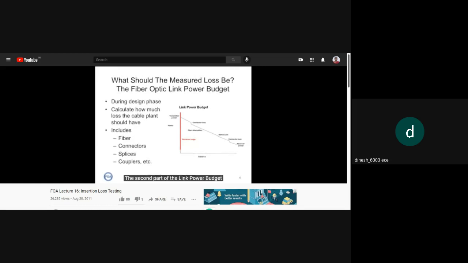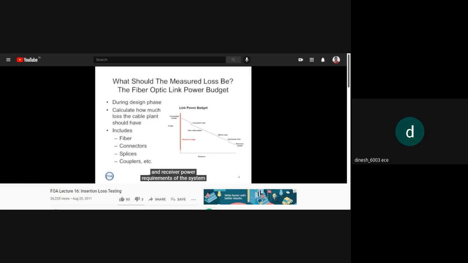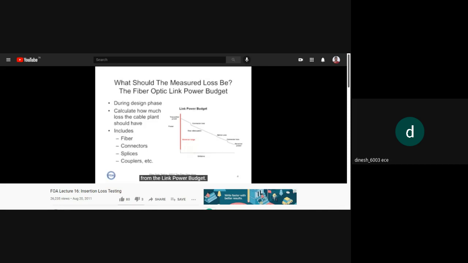The second part of the link power budget is to look at the transmitter power and receiver power requirements of the system that we're going to use on the cable plant to ensure that it will operate with the projected loss of the cable plant from the link power budget.